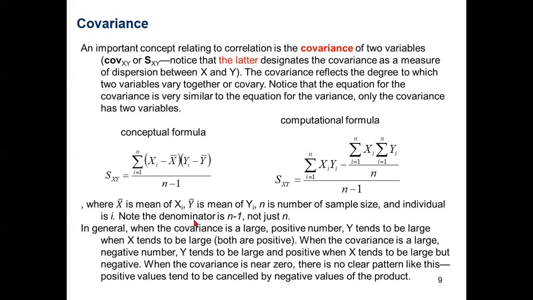All right, so here, in general, when the covariance is a large positive number, y tends to be large when x tends to be large, both are positive. When the covariance is a large negative number, y tends to be large and positive when x tends to be large but negative. When the covariance is near 0, there is no clear pattern like this. Positive values tend to be canceled by negative values of the product.